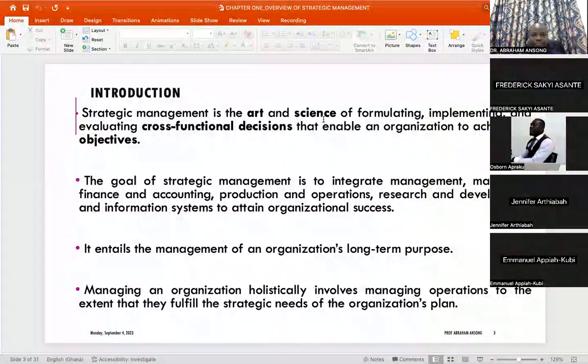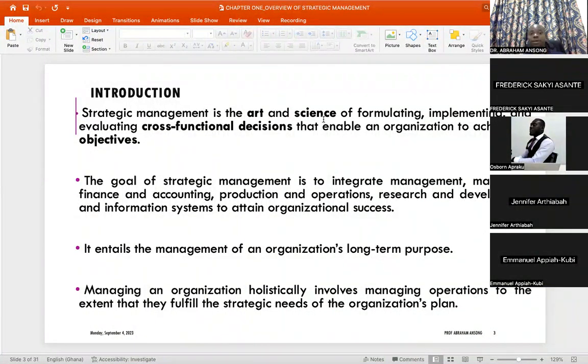And the definition gives us a clue. There is an art and science of formulating. So we have the first stage of strategic management, which is formulation, then implementing, and evaluating. So these are 3 stages: formulating strategy, implementing strategy, and evaluating strategy, evaluating cross-functional decisions that enable an organization to achieve its objectives.